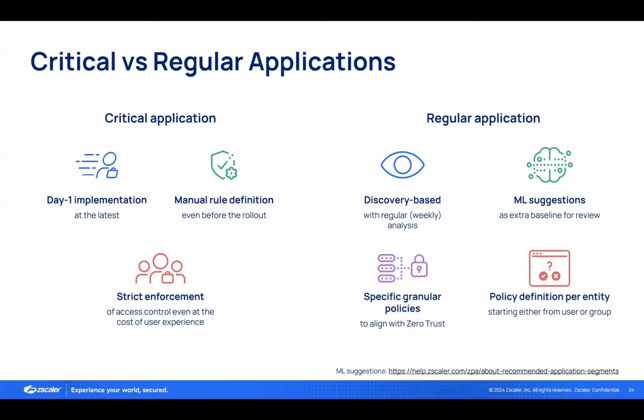Regular applications can start as part of a wildcard or discovery segment. Discovered applications can be regularly reviewed, we suggest on a weekly basis. AI-powered recommendations will also be leveraged in order to create segments from applications discovered inside these wildcard segments. These can then be used to create specific application segments for specific applications with granular access policies defined per entity, i.e. by user or group, and application.